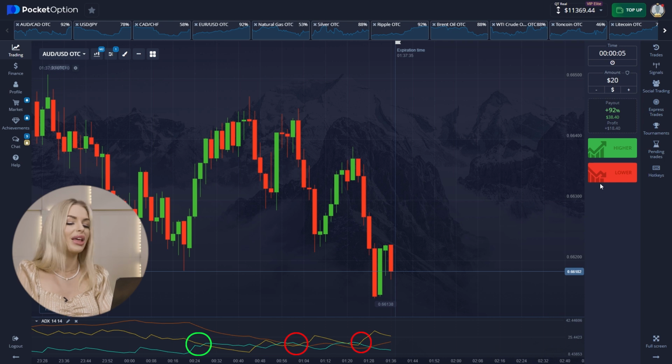ADX. An analog of the alligator is the ADX. They even look the same. The same three lines, the same purpose to track the trend. It is a very popular indicator, but I still prefer the alligator, and it's not because I like its name.